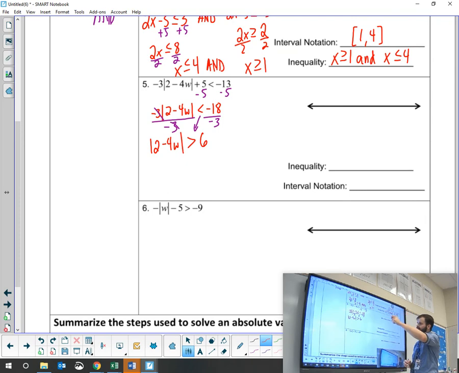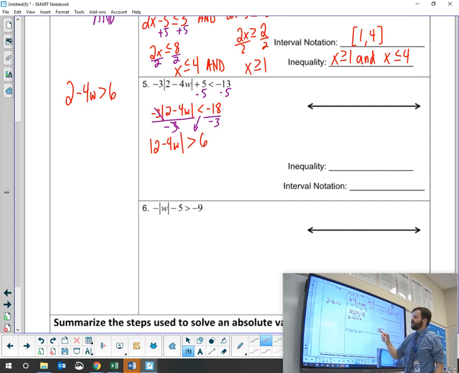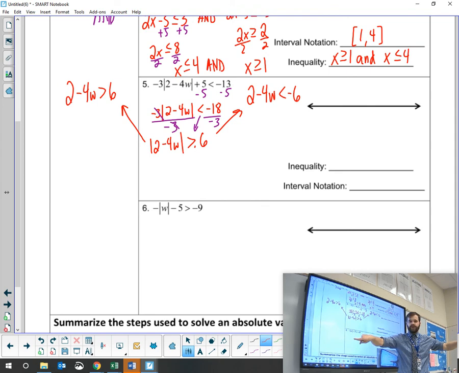Now, I can split this up into 2 equations. I'm going to write one of them over here. One of my equations is going to be 2 minus 4w is greater than 6. That's the normal one. Now my other one is going to be 2 minus 4w is less than negative 6. See how we split these up? And so we're going to get 2 answers. And it is going to be a greater than sign, so once we find those 2 answers, they're going to be going apart from each other.